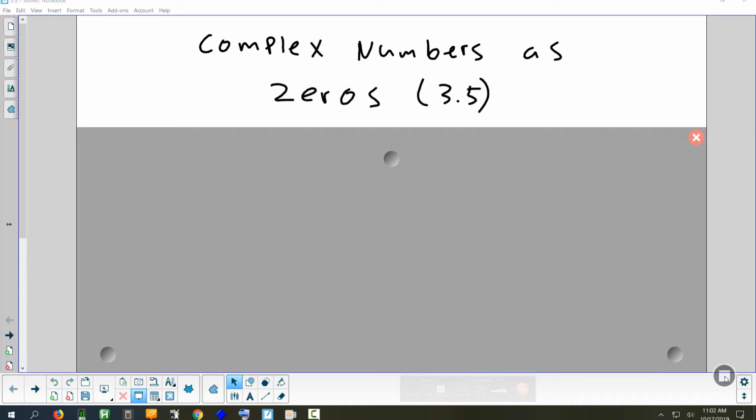All right, so the last section we're going to look at this week is 3-5. What we're going to be doing is kind of the same thing we did yesterday. We're going to be finding roots again, except now you might get roots that are complex numbers. Okay?